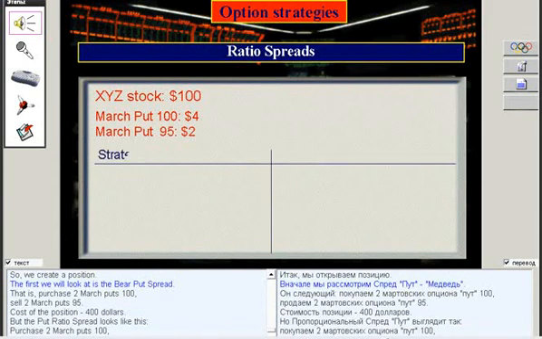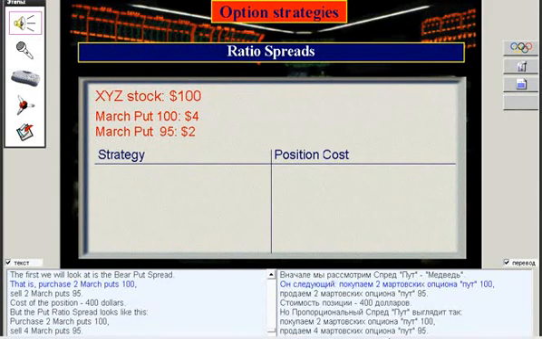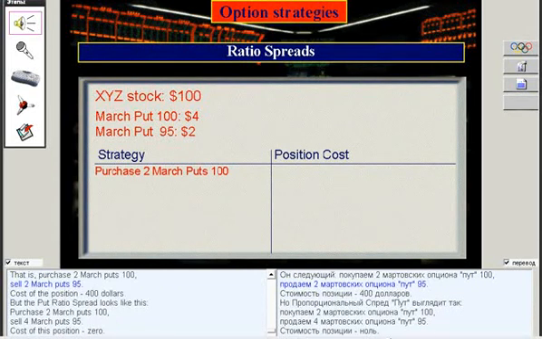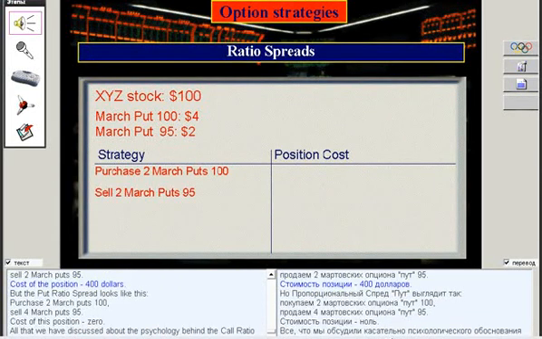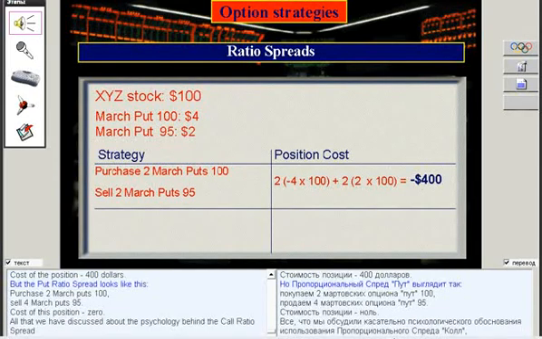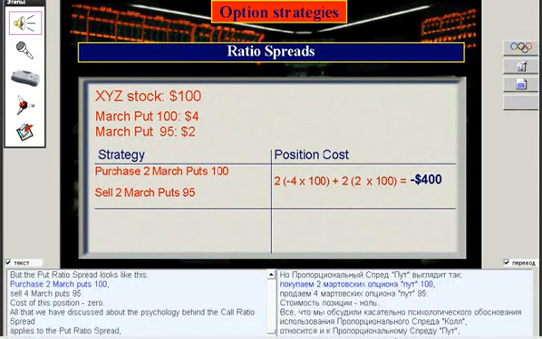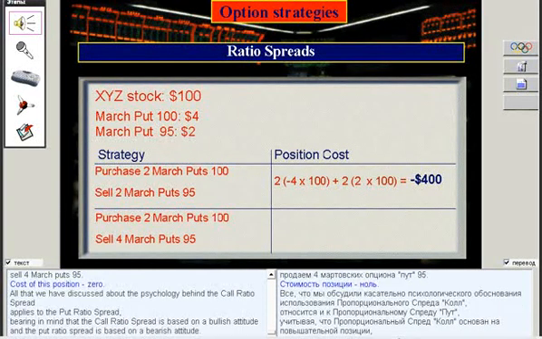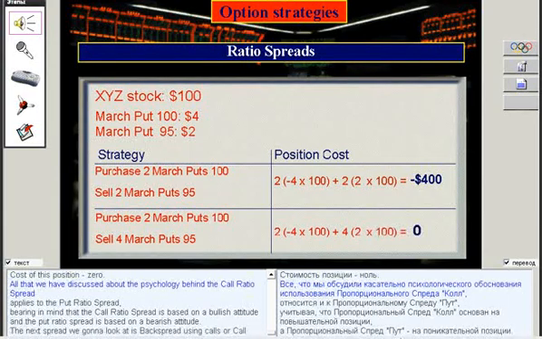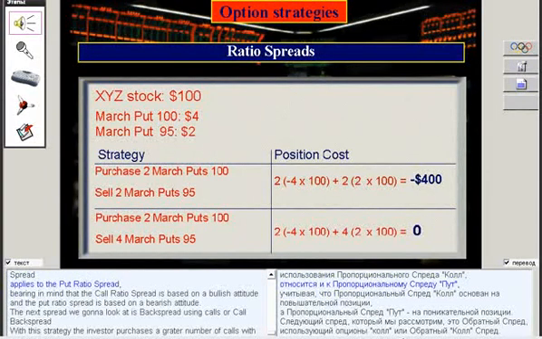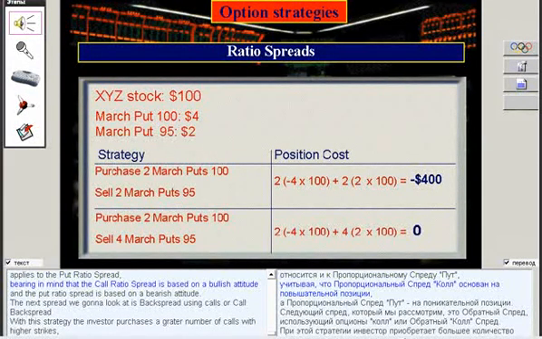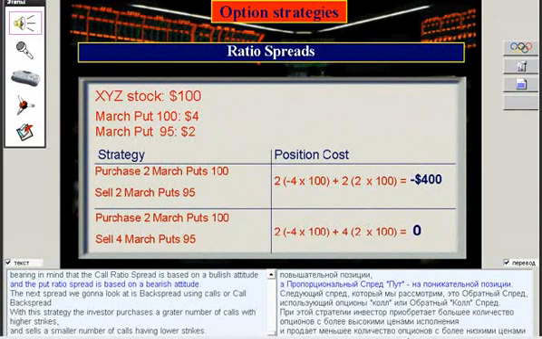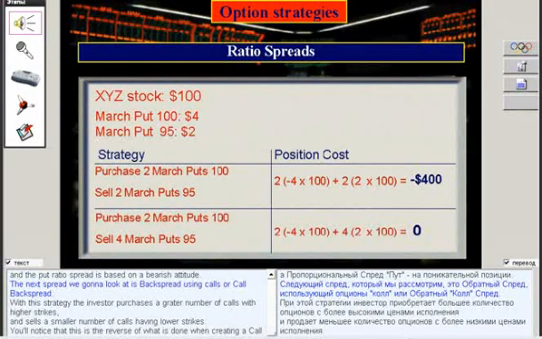So, we create the position. The first we'll look at is the bear put spread. That's purchase 2 March puts 100, sell 2 March puts 95, cost of the position $400. But the put ratio spread looks like this. Purchase 2 March puts 100, sell 4 March puts 95. Cost of this position, 0. All that we discussed about the psychology behind the call ratio spread applies to the put ratio spread, bearing in mind that the call ratio spread is based on a bullish attitude and the put ratio spread is based on a bearish attitude.